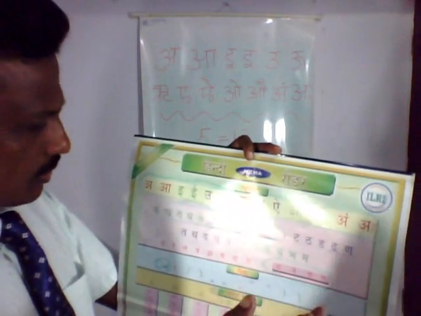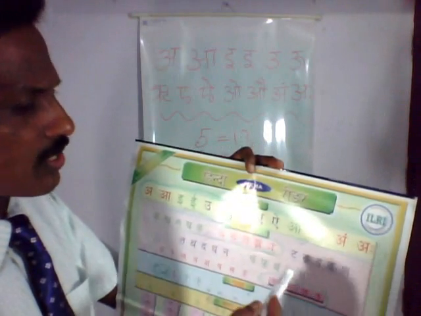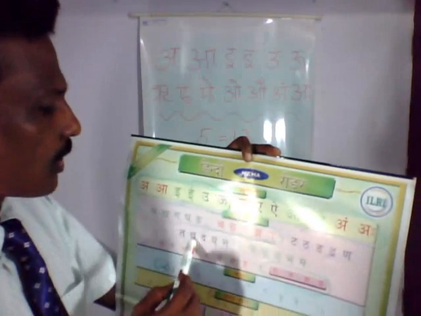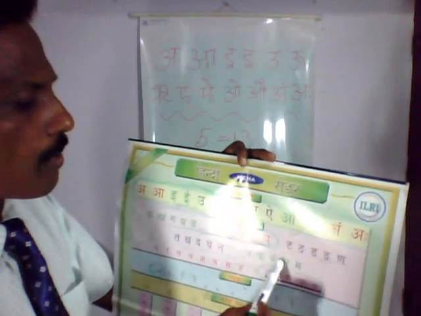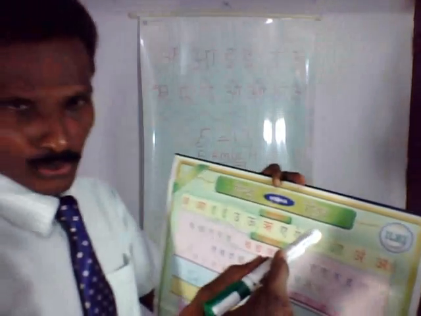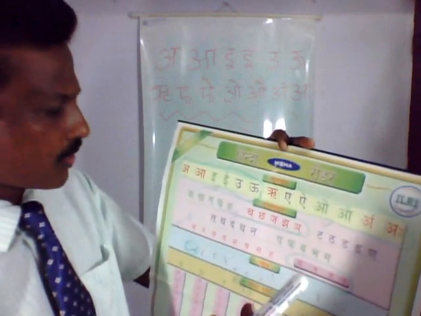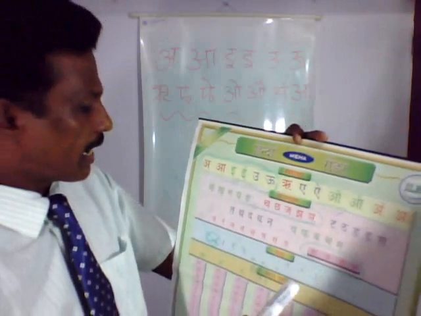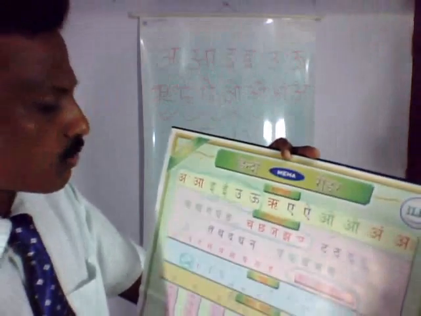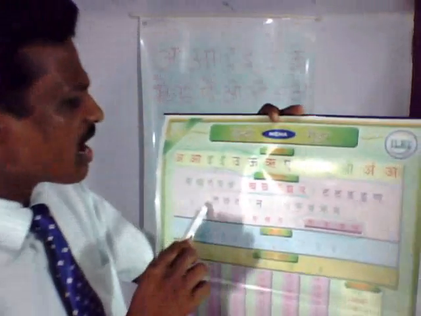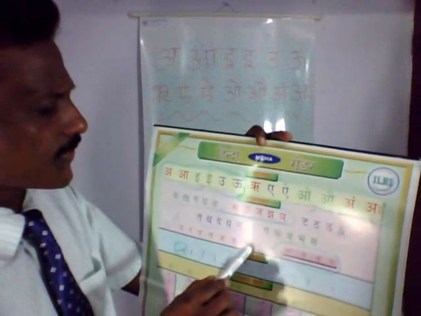And in the fourth class we practice ta tha da dha na, ta tha da dha na, pa pha ba bha ma, meaning 15 letters of 3 groups to be practiced in the fourth class. And the fifth class and sixth class you can take, to be practiced: ya, ra, la, va, sha, sha, sa, ha.